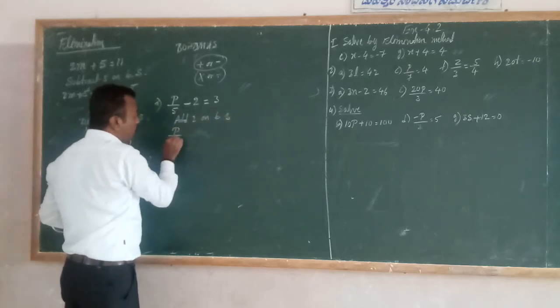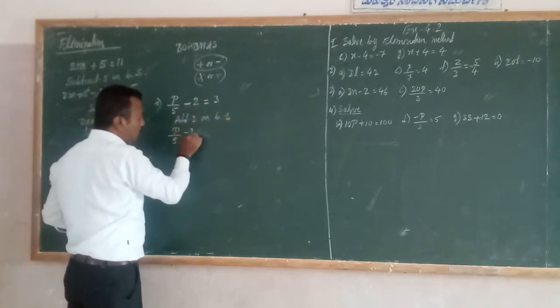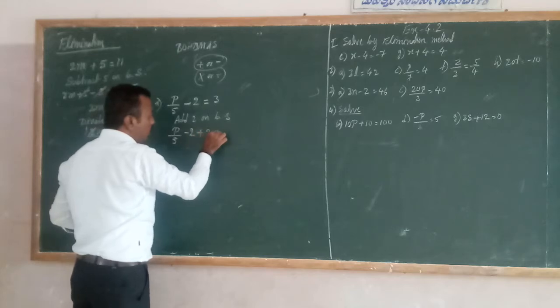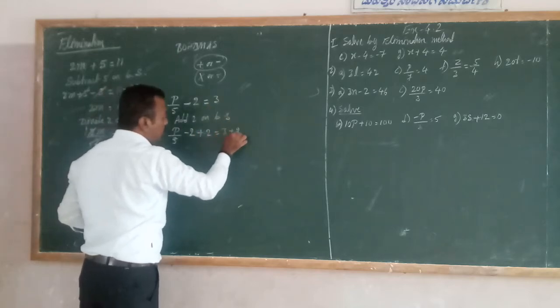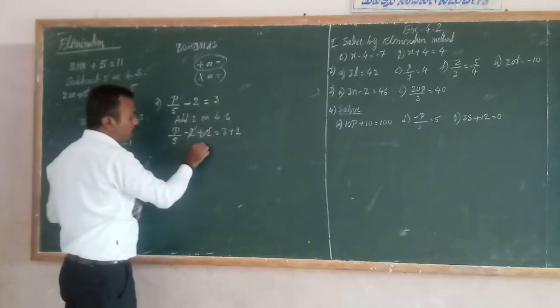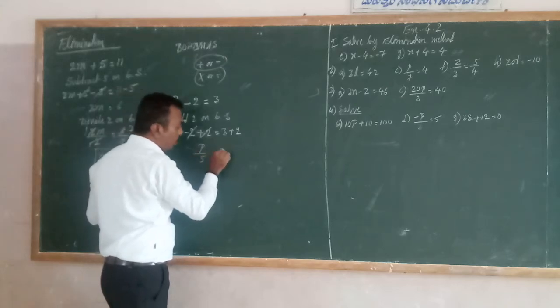What does it become? p by 5 as it is, minus 2 as it is. On the RHS we have to do addition, 3 plus 2. So minus 2 plus 2 gets cancelled. What is remaining here? p by 5 is equal to 5.